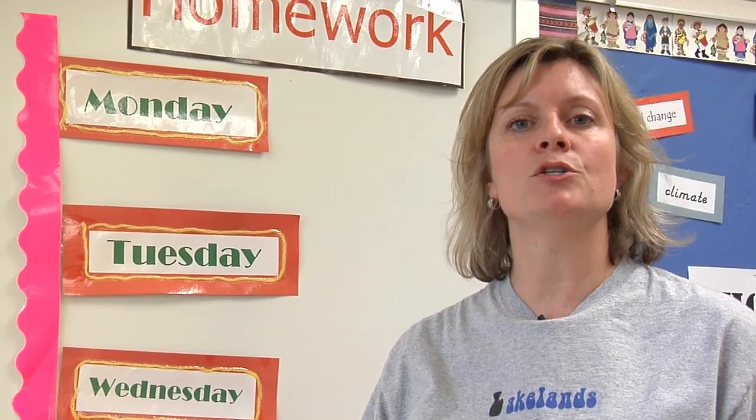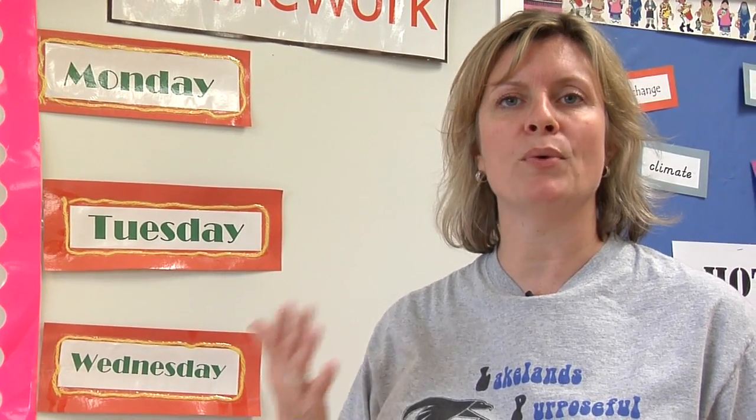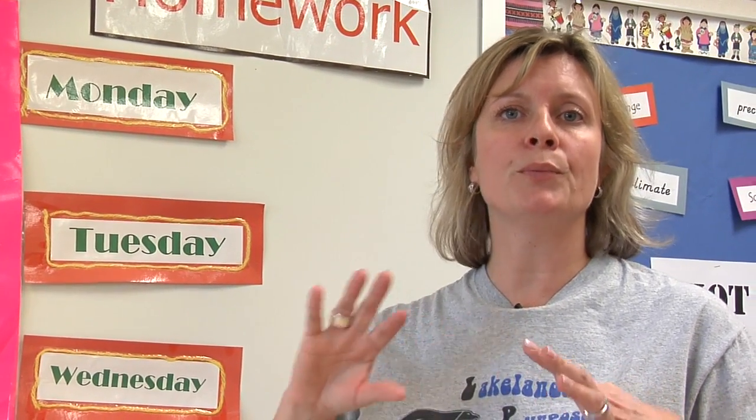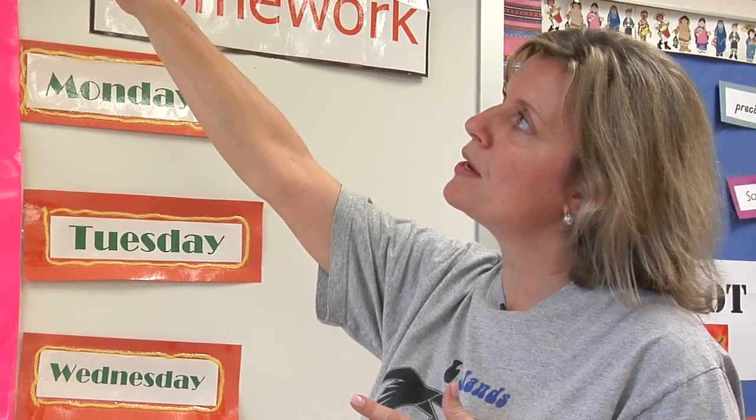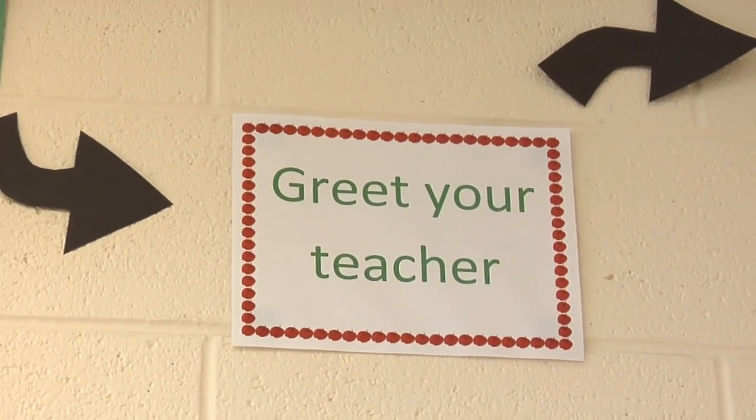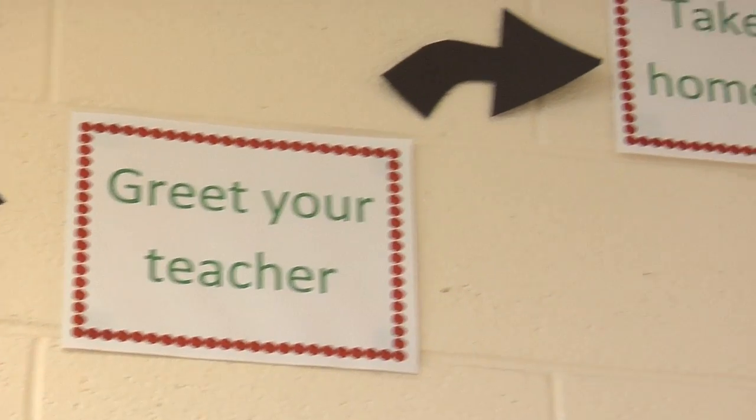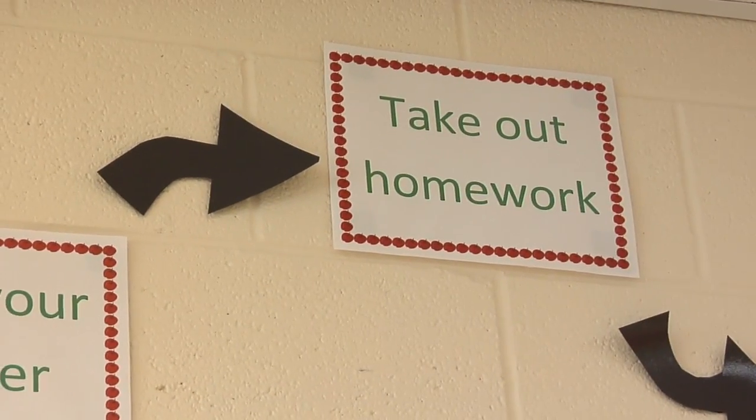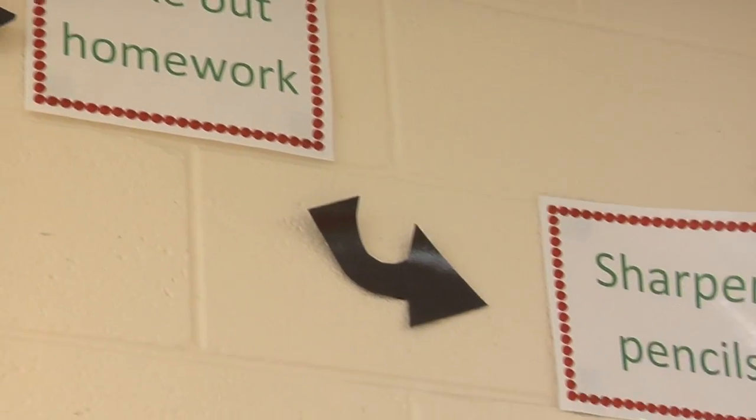Another way that teachers utilize their wall space is to help with the flow of the classroom. So oftentimes they will post the order in which things should occur during a lesson. An example of that is what we have up here, which is the daily routine for the classroom. You can see that it starts out with greeting the teacher, taking out homework, sharpening pencils, and so on and so forth. So students can easily look and be reminded of what it is they're supposed to be doing at any given time in a class period.